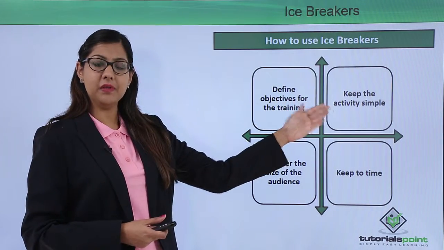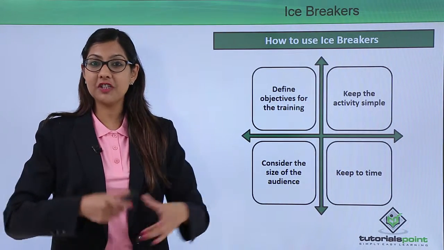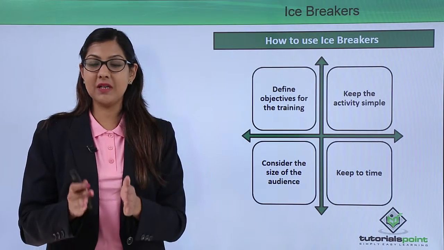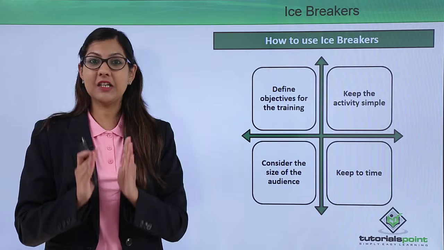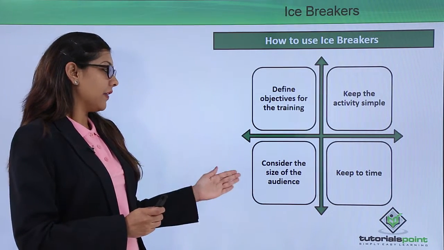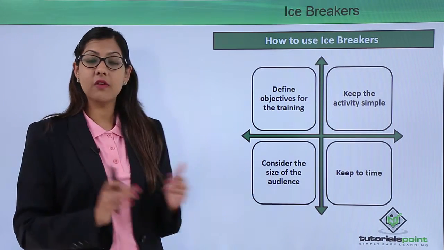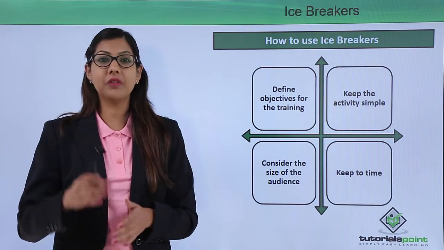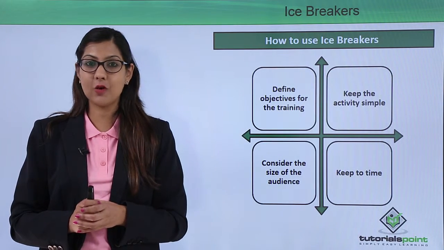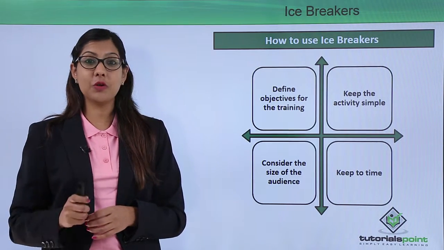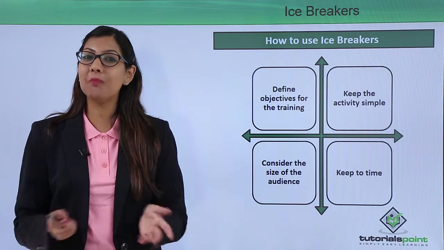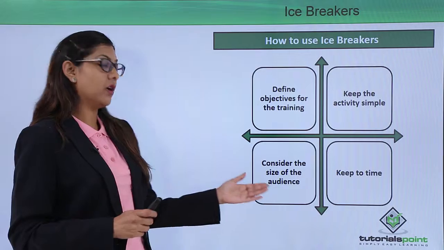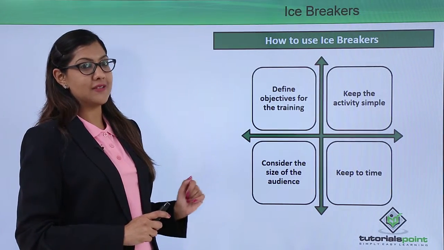Keep the activity simple. It's important that your icebreaker should not take up half an hour or an hour's time. It has to be within a 15 to 20 minute time frame, so stick to that particular time frame. Thirdly, consider the size of the audience. Well friends, if you've got a really large audience, for example 30 or 40 people in your class or your session, you definitely don't want to use an icebreaker which is very complicated, because that will take up a lot of your time. So keep your icebreaker in line with the size of your audience.